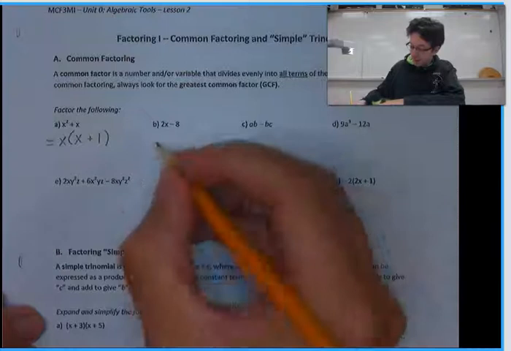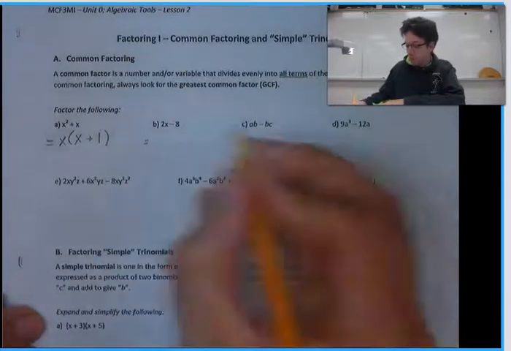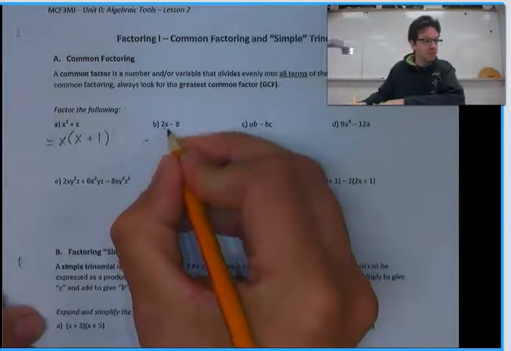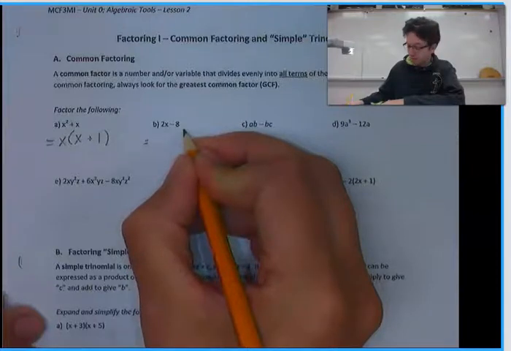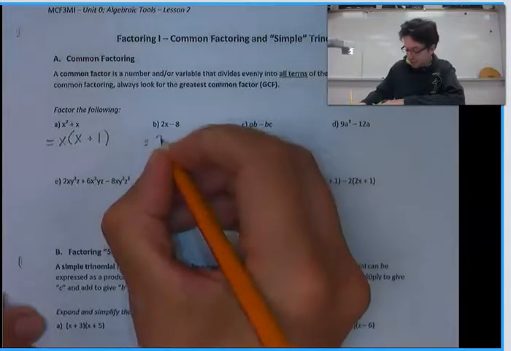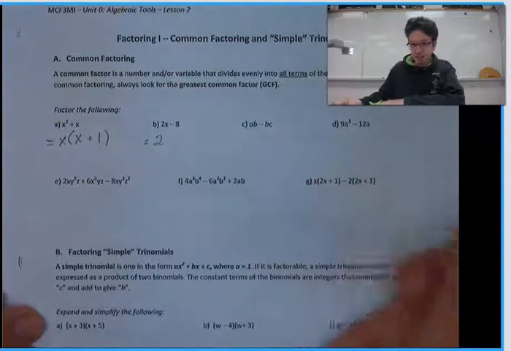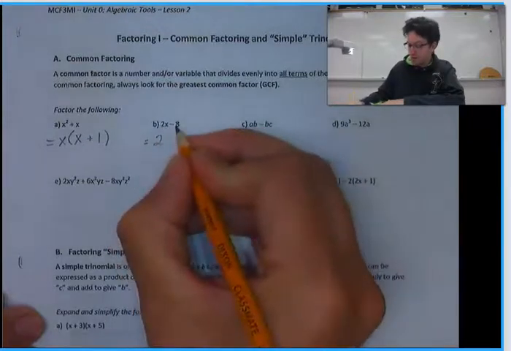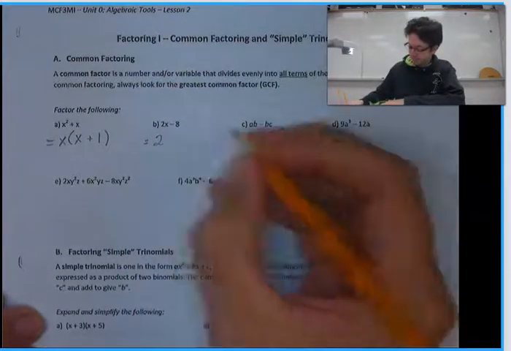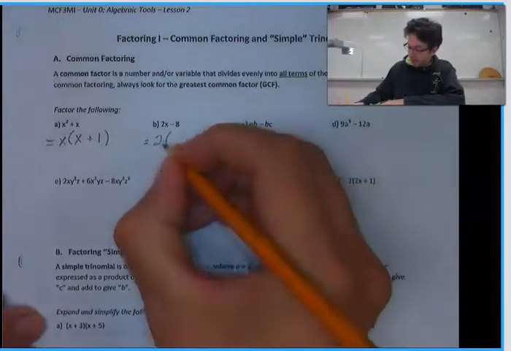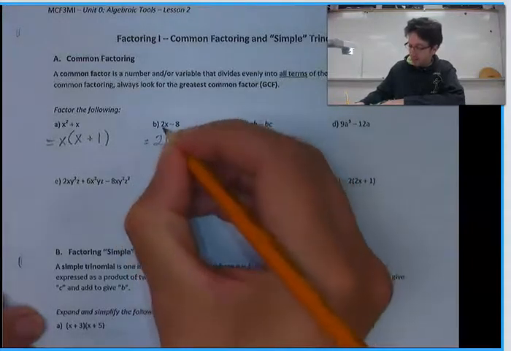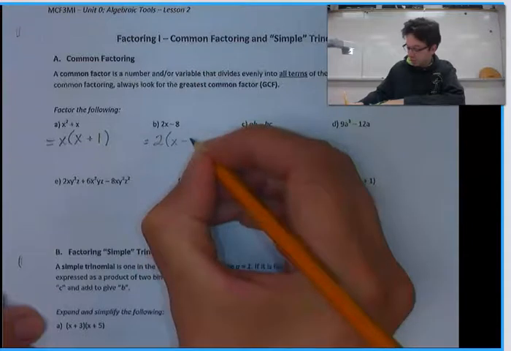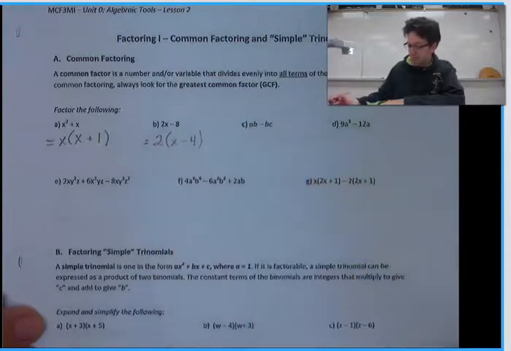It might not be a variable. We might pull out a coefficient. For example, here we have 2x minus 8. In this case, the greatest common factor is a 2, because that's the largest number that can go into both 2 and 8. And then 2 times x gives us 2x, and 2 times negative 4 gives us negative 8.